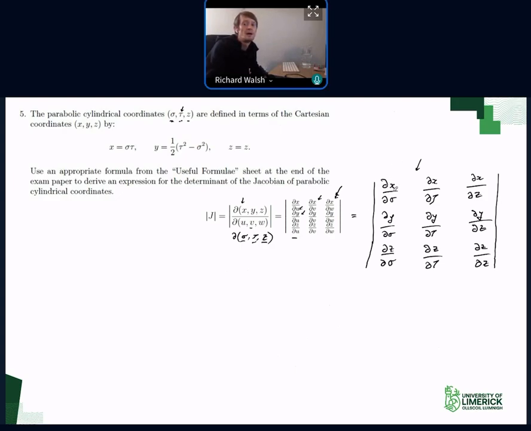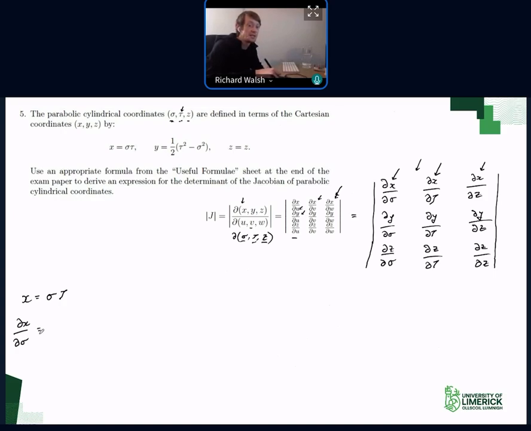All right. And we have to calculate each of those and fill them into the matrix and work out whatever the determinant is. As I say, I think the question reads confusingly, but we have to take x, which is given to us, sigma tau. I have to partially differentiate that with respect to sigma, with respect to tau, and with respect to z. So again, with respect to sigma first.